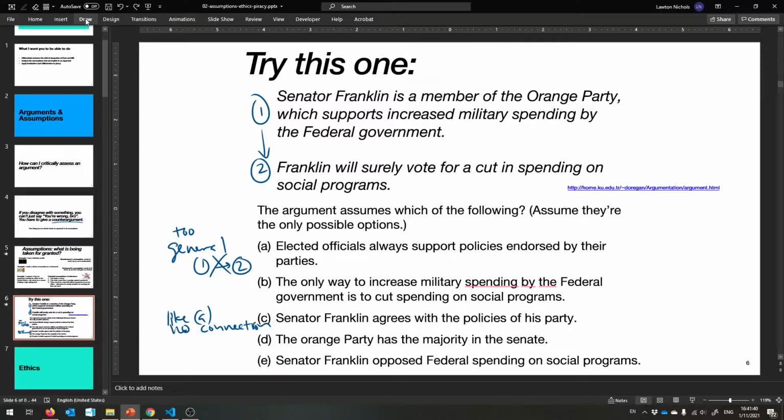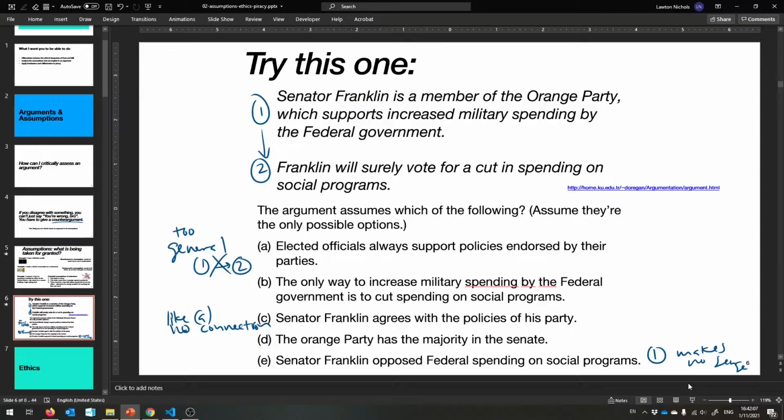And finally, E, Senator Franklin opposed federal spending on social programs. Now, this might seem like an answer. Like, yes, maybe he believes that, but there's no reason for us to have said 1 if E was the correct assumption. 1 makes no sense to explain. It should have just been 2 by itself in that case.